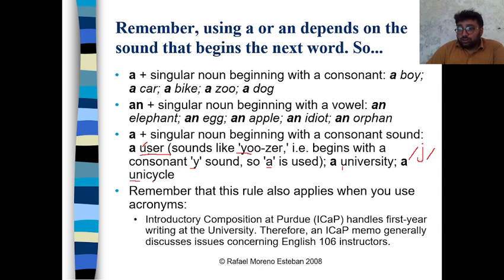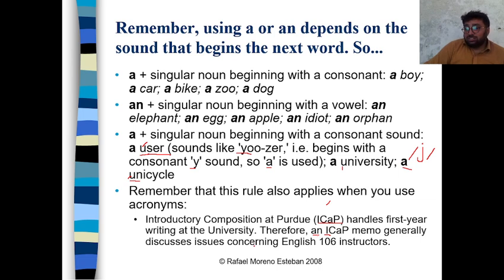Whenever we are talking about a unicycle, again, it has got the same sound, okay? The yoo sound. So it is not a vowel sound. That's why we will have to use an A over here. Remember that this rule also applies when you use acronyms like ICAP, Introductory Composition at Purdue, which handles first year writing at the university, therefore an ICAP, because that's a vowel sound. It starts with a vowel sound. That's why we have used an over here.